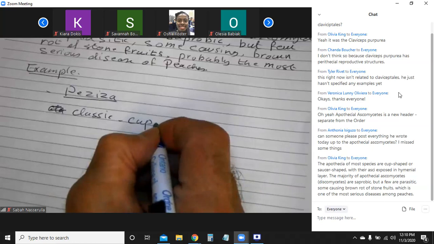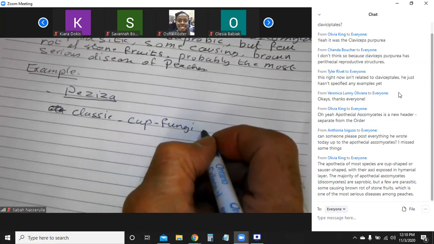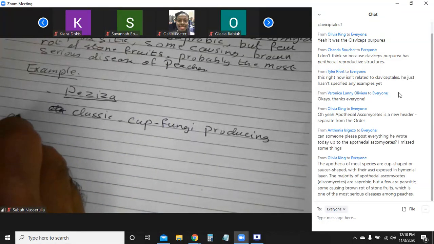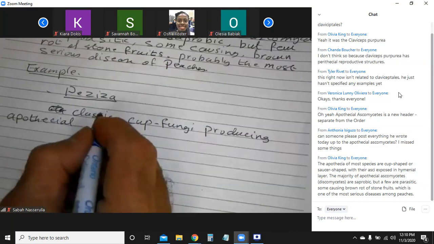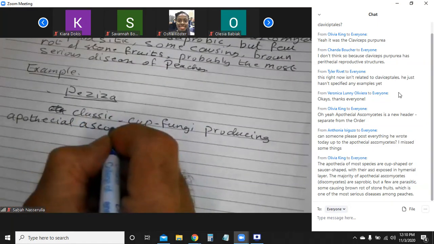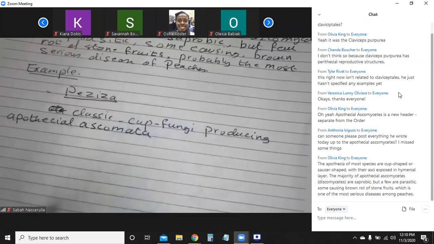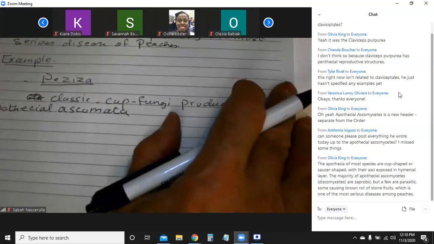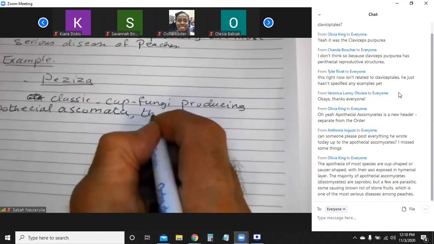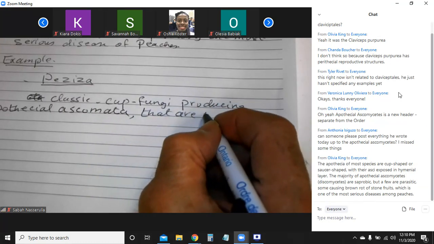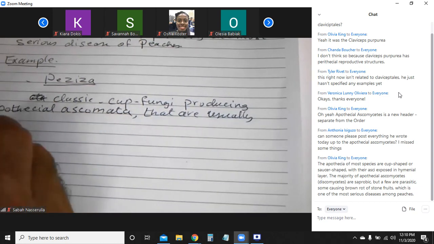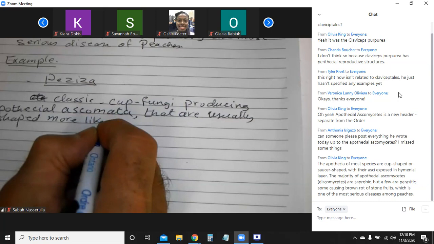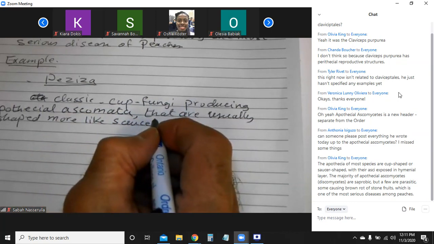Peziza is a classic cup fungus, producing an apothecial ascomycete, that are usually shaped, as I showed you here, more like saucers.